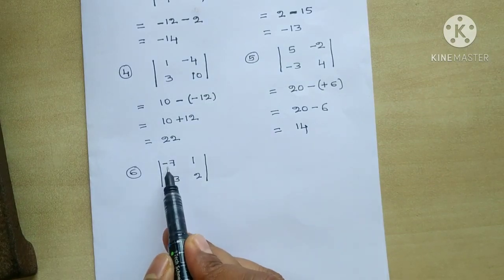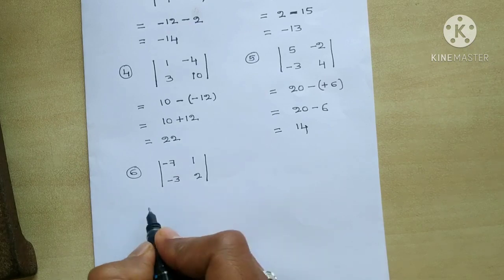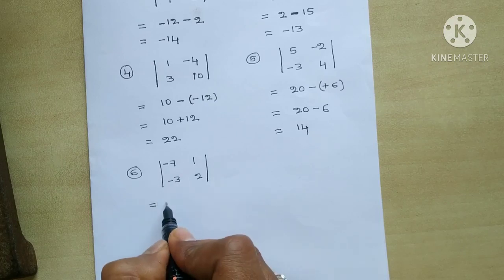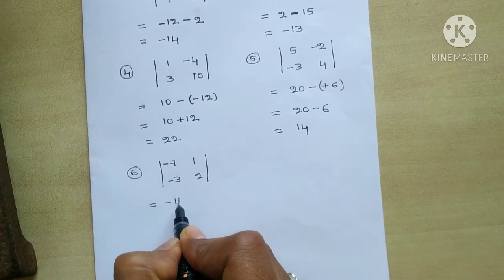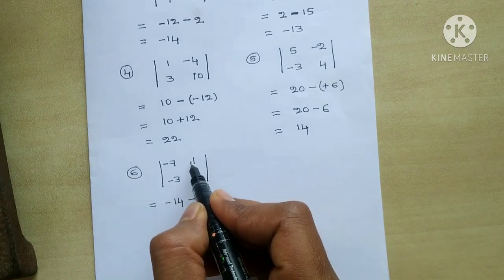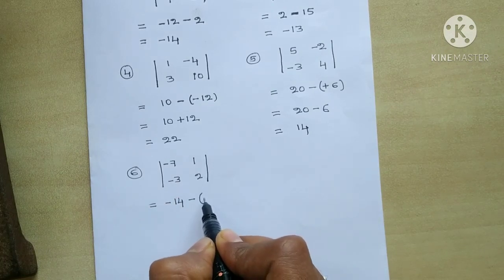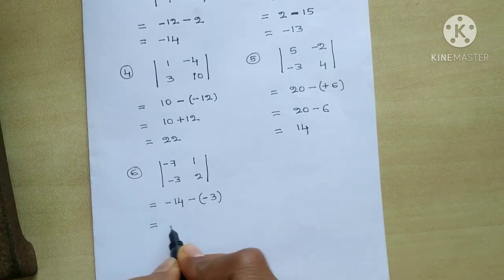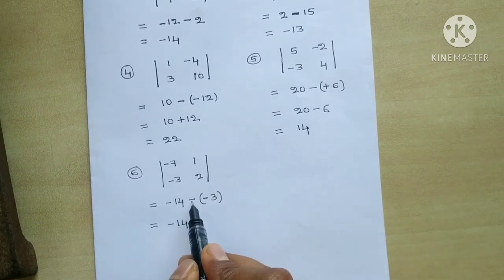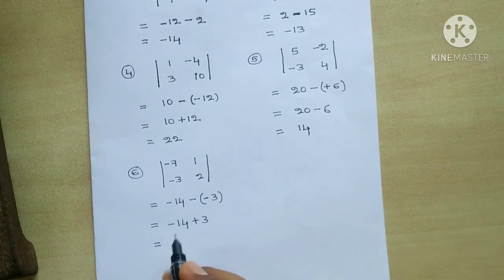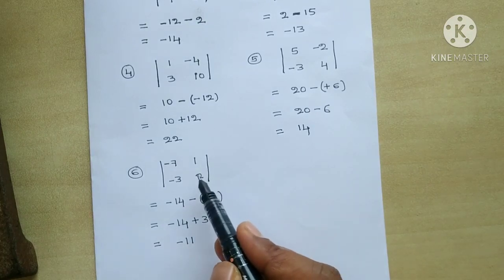Next, minus 7, 1, minus 3, 2. So which is equals to, here negative sign, here positive sign. Minus into plus is minus. 7 into 2, 14. Middle always with sign? Minus sign. Again here minus sign, here plus sign. Minus into plus is minus. That sign you keep it in bracket. 3 into 1 is 3. So which is equals to minus 14. You keep it as it is. Minus into minus is plus 3. So which is equals to minus 14 plus 3 is minus 11. So this is the value of this determinant.